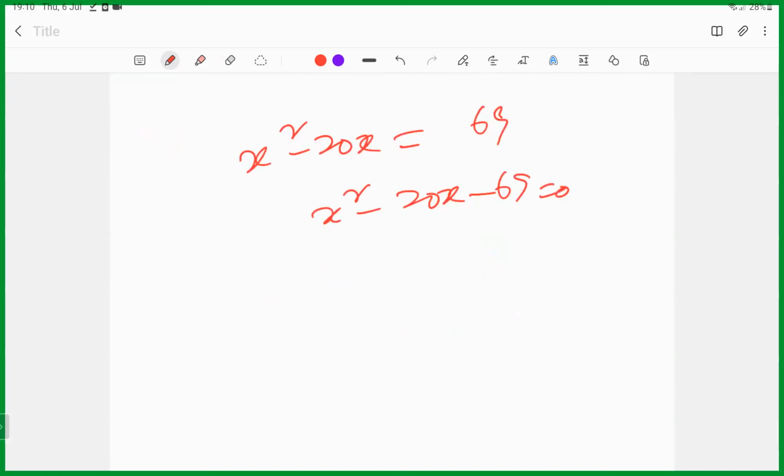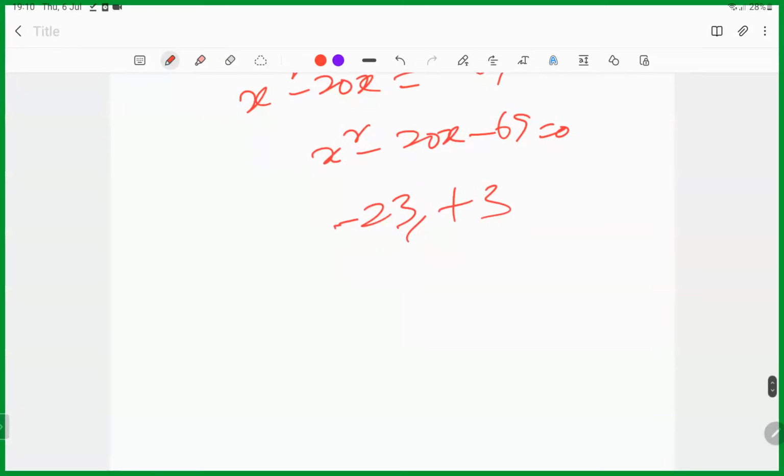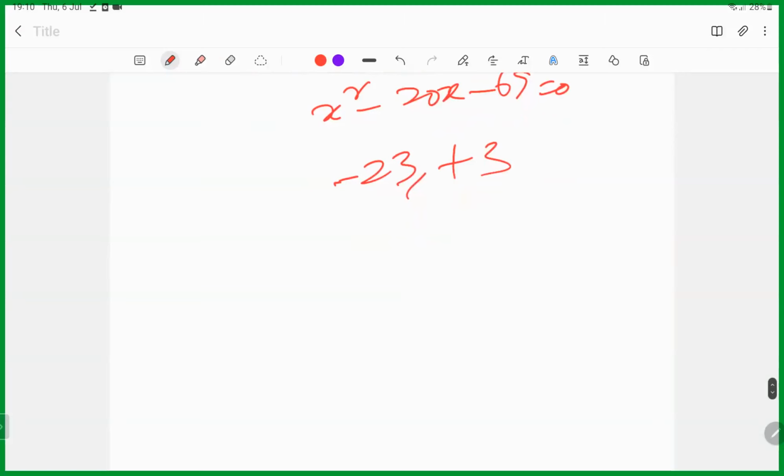How did you get the answer? Oh, like that you did. So finally, what do you get? 23. Middle terms are 23 and 3, plus minus 23 plus 3. Okay, then you will get the 23. So next one, 11th one.